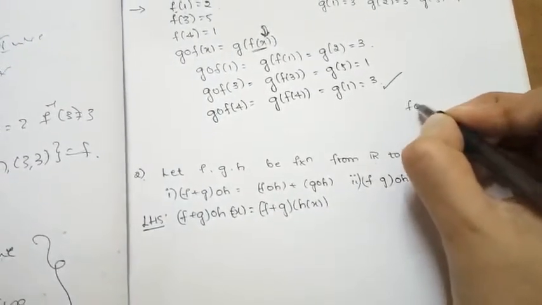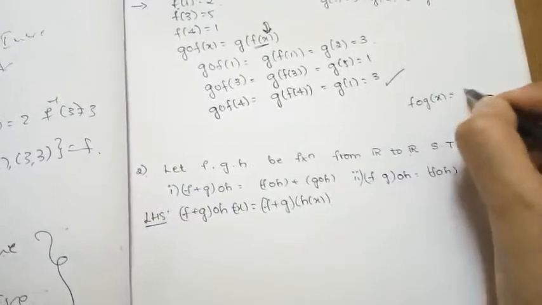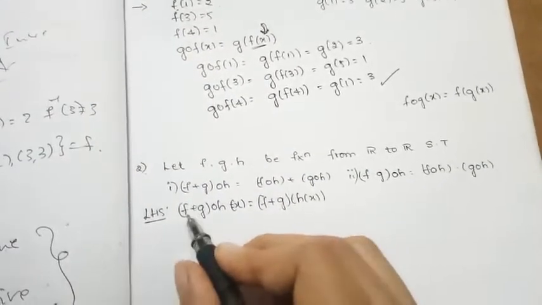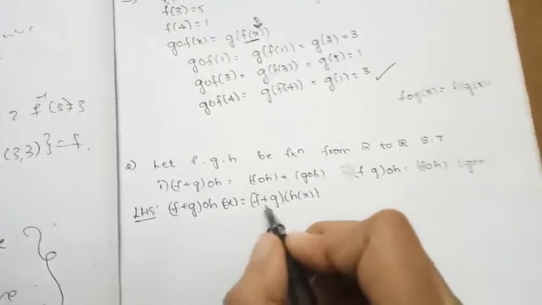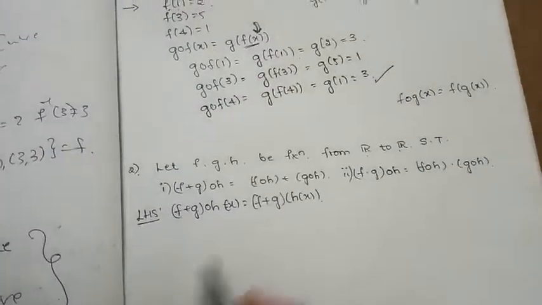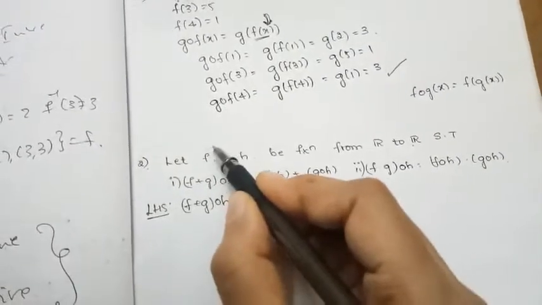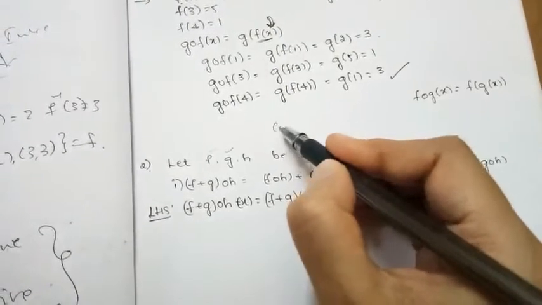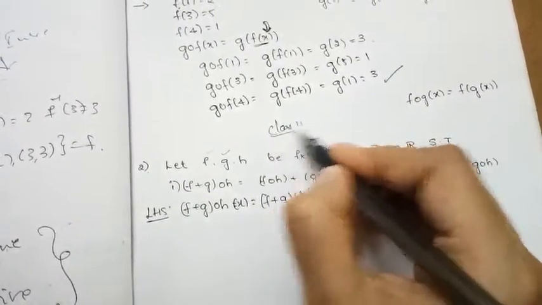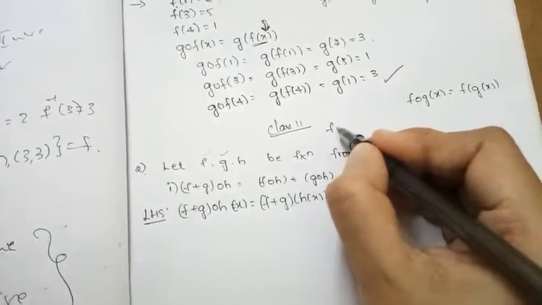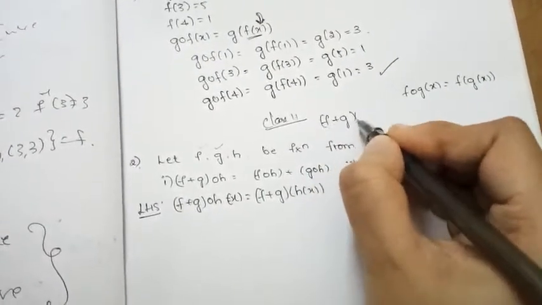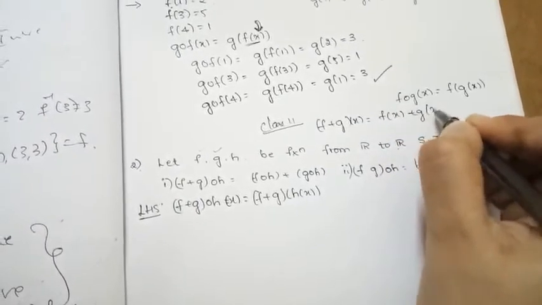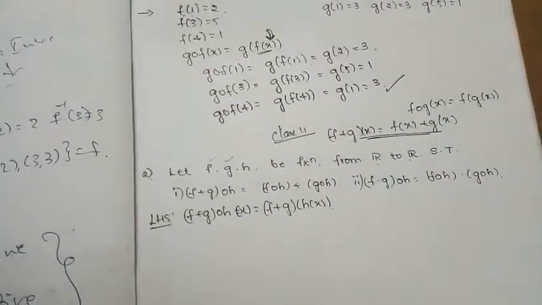Suppose we write f o g of x, what does that imply? It is f of g of x. Similarly, (f + g) o h becomes (f + g) of h of x. We already know that f and g are both functions, and from the algebra of functions we learned in class 11 that (f + g) of x is equal to f of x plus g of x.